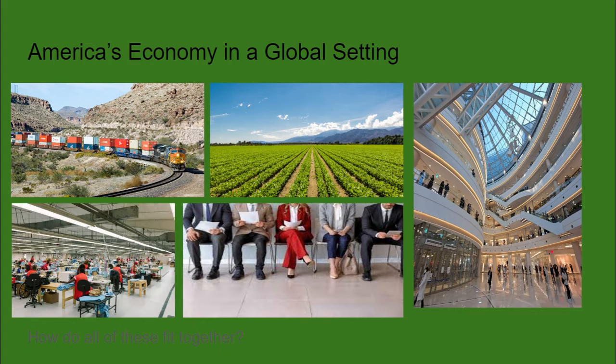After that, we're going to move into America in the global setting. I use these pictures basically to go into how all these fit together, because we got our trade goods on the train, which is all of our manufactured stuff. We have our farming, we have manufacturing, the labor market, shopping, how all this fits together inside the global stage that is the world. How do we go from producing the thing to making the thing to selling the thing to shipping the thing? How do people all fit in together? Basically, that's just where we're going with this one.